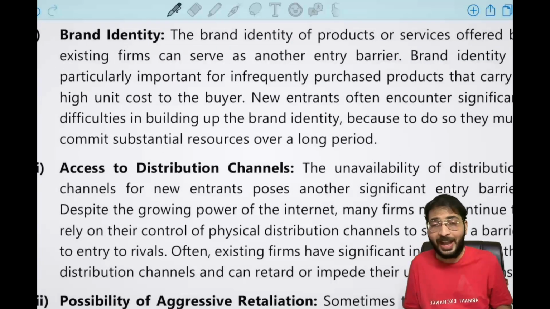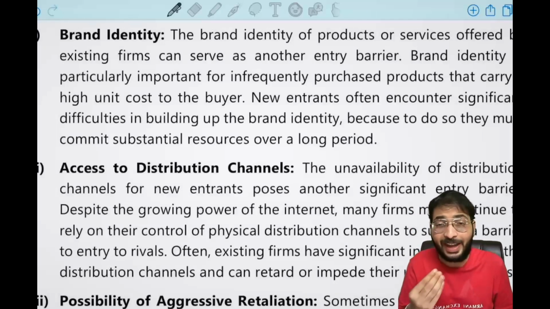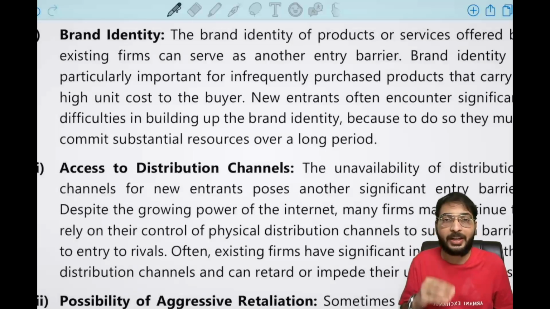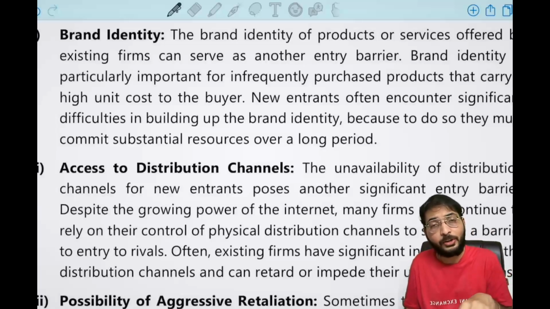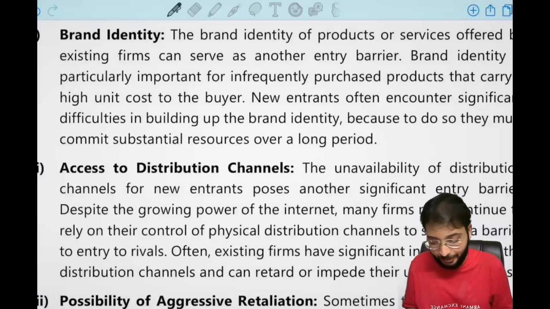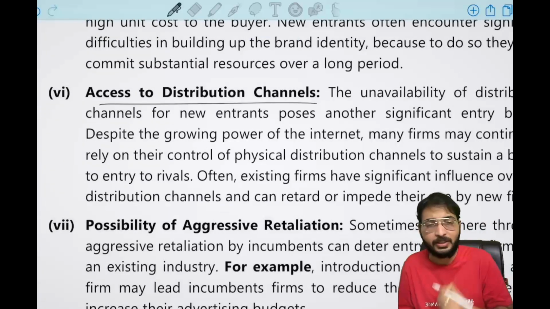Next one, access to distribution channels. Reliance started a company called Campa, and Campa is finding it difficult to penetrate the market in Andhra. Why? Because already Coke and Pepsi, wherever you go, they'll have the refrigerators over there. So it is difficult for Campa to beat those refrigerators and go into that market. Why? Because the distribution channels of Coke and Pepsi were already there. That is, it is difficult for a newbie to access the distribution channels.